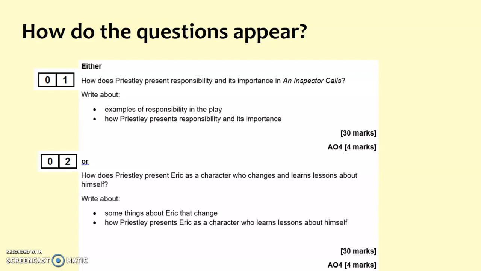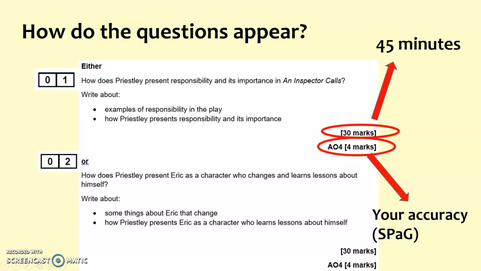Now, what are things I want to point out to you? Well, firstly, that you've got 45 minutes to have a go at earning these 30 marks. The 30 marks, as it says, is the main chunk of what you're earning there. But also wanted to point out that there are 4 marks given over on this question to your accuracy. So 4 marks doesn't seem like much. It's not the most important thing.